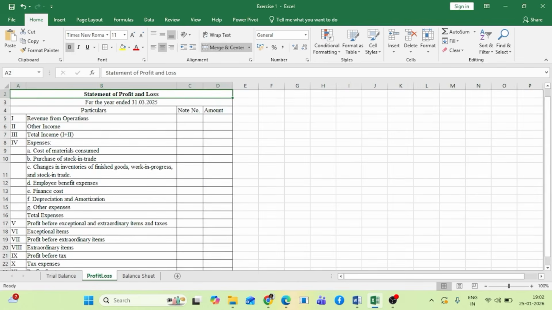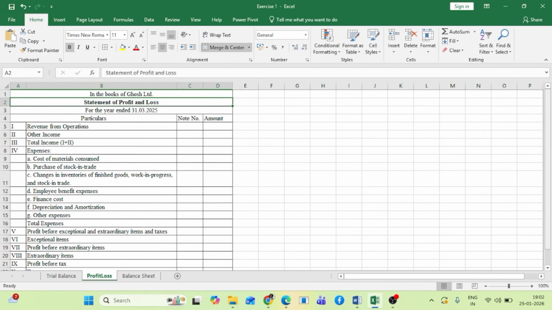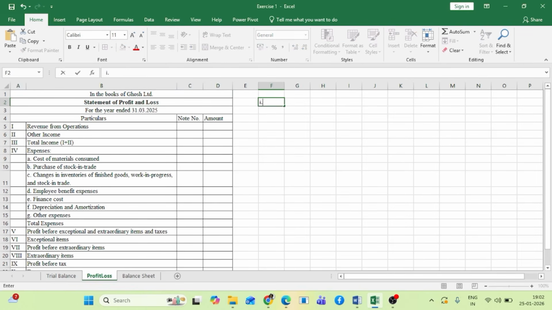Now we are going to see how to prepare the statement of profit and loss. I have prepared the format of profit and loss. Now I will show you how to prepare the notes and what the amount should be under a particular head. First start with revenue from operations.